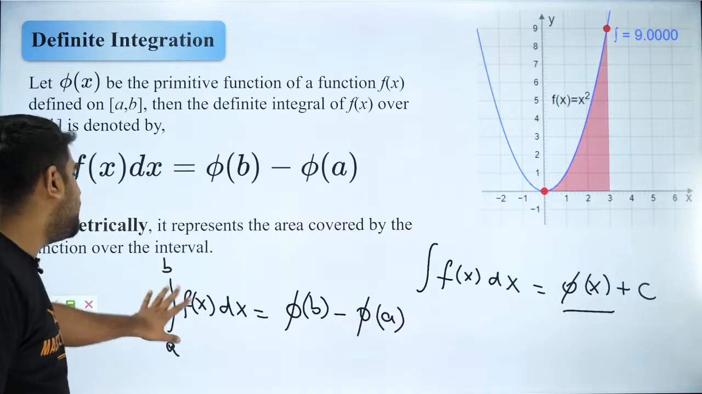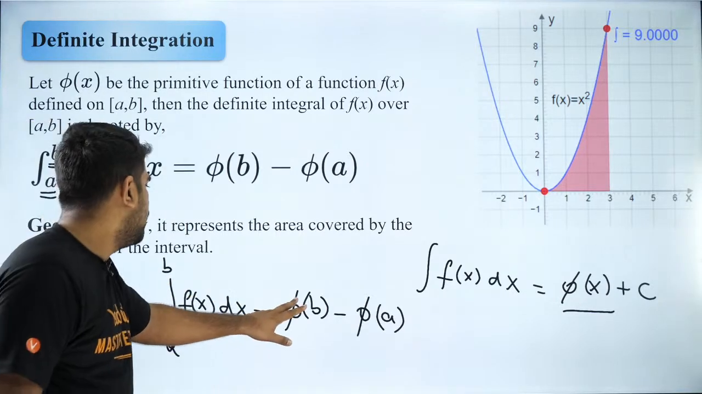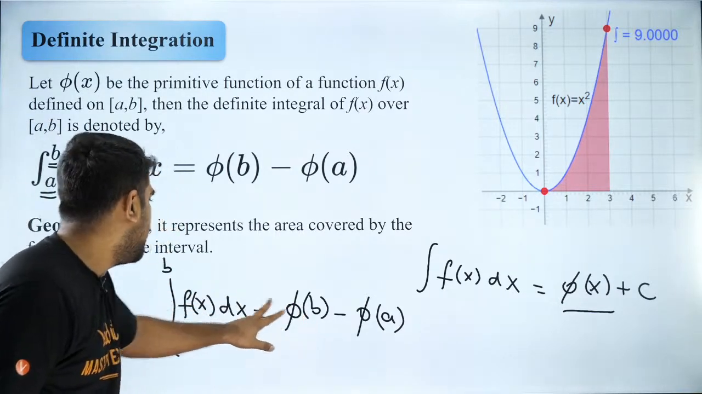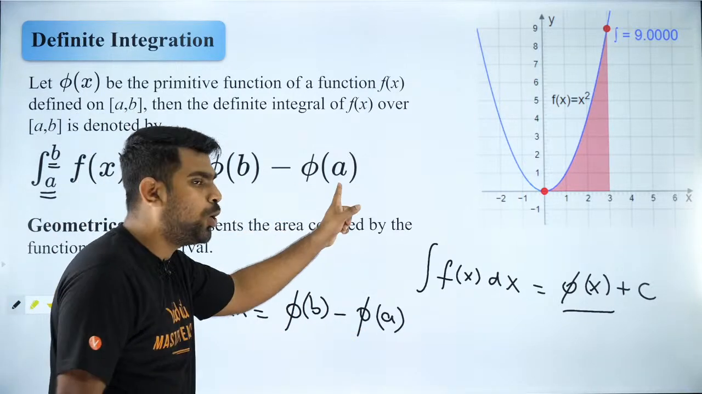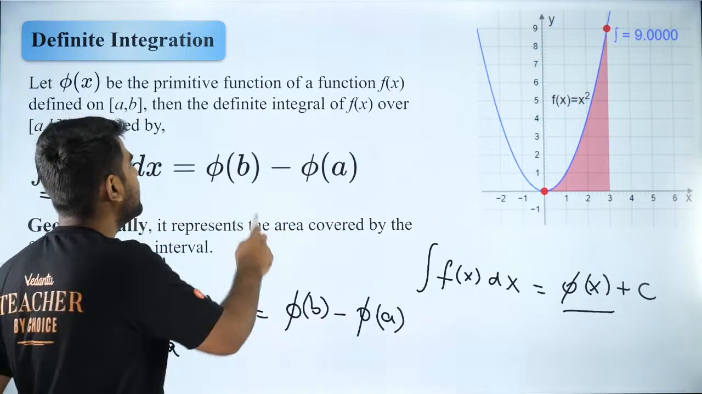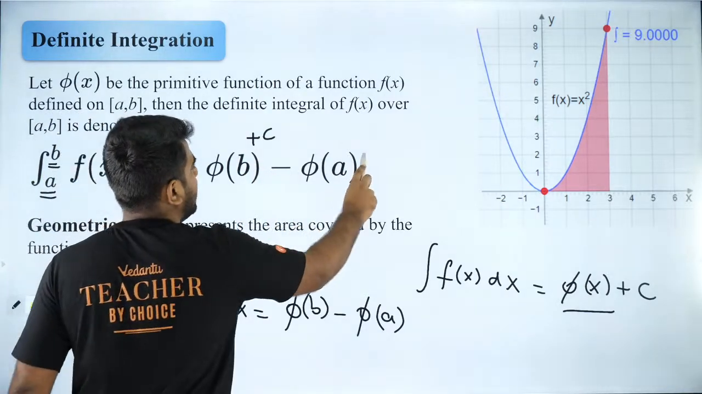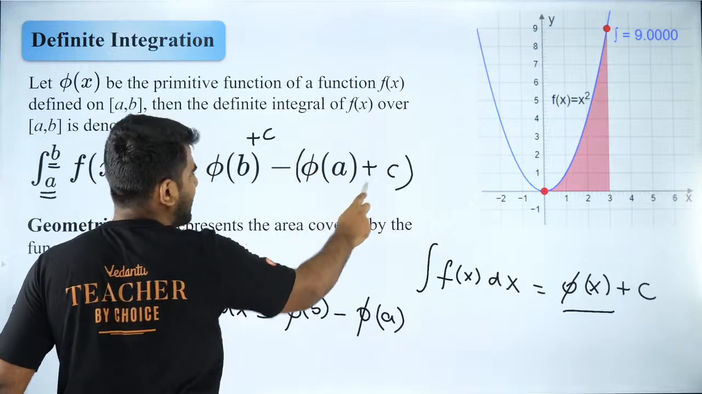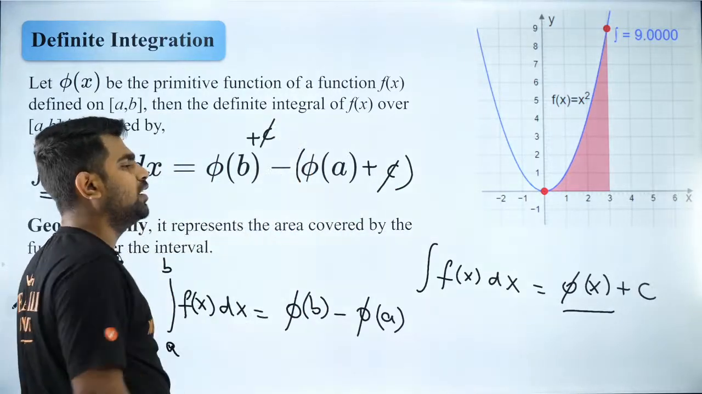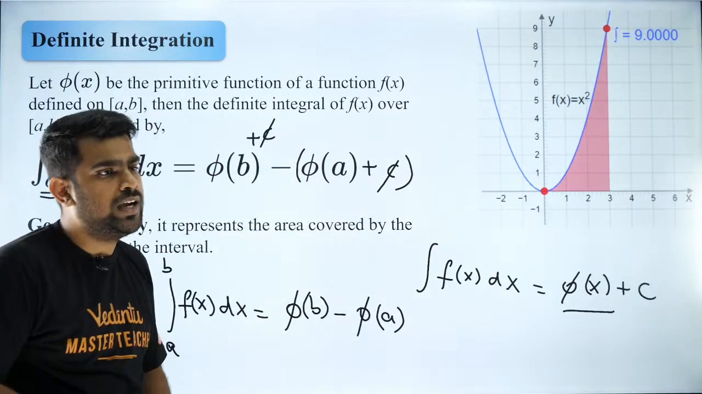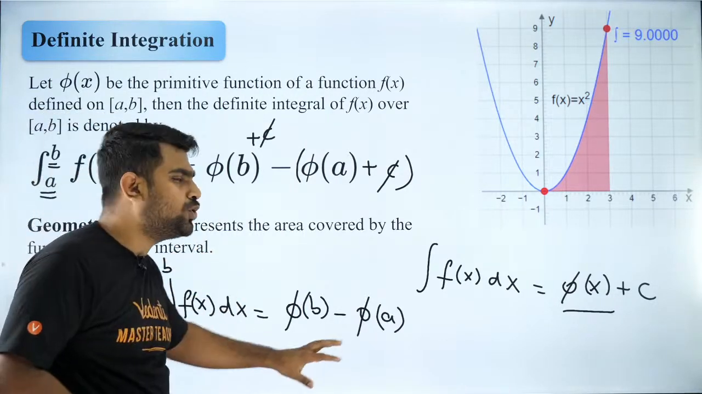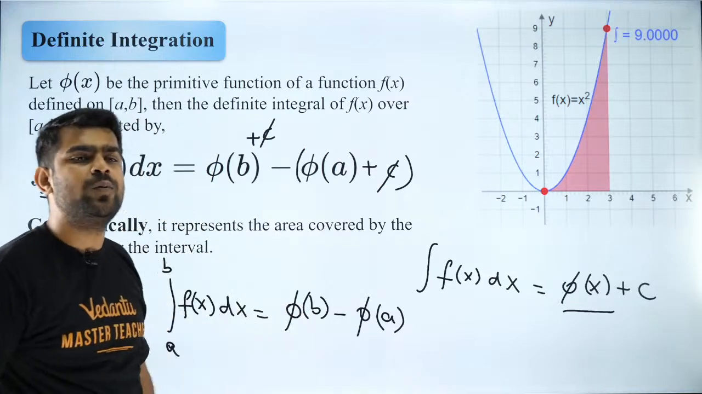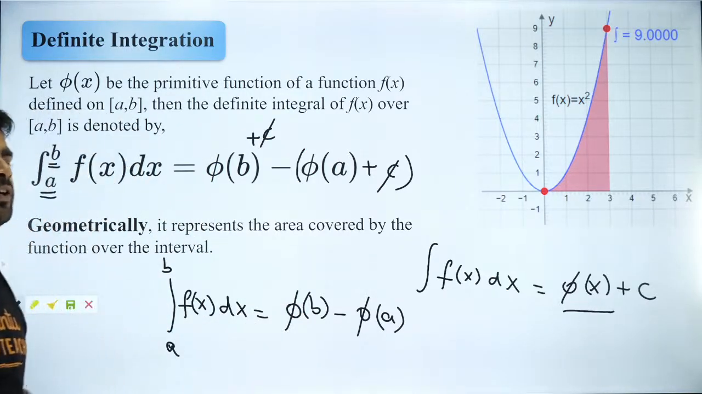So integral a to b f of x dx is nothing but the upper limit put into phi minus the lower limit. And guys, there will be no constant over here, because it is as good as plus c and here plus c. So when I subtract it, this c and this c will cancel. So when you have a definite integration, please don't put a plus c in the end. That is very wrong. Is the basics clear?